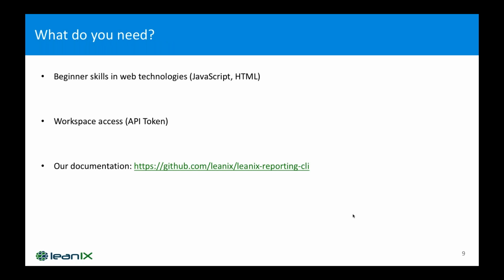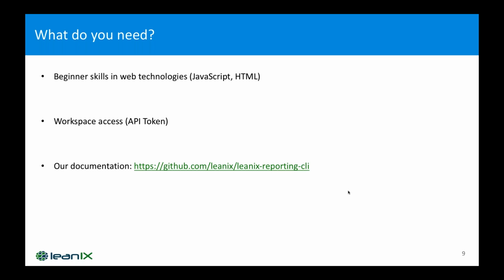So what do you need to actually get started with developing a custom report for LeanIX? Basically, you need some beginner skills in web technologies, which means JavaScript and HTML. Then you need workspace access, a workspace where you want to develop your report. This is basically done through an API token, as we will see later. And then you need the documentation of our reporting command line interface, which I will show you now.